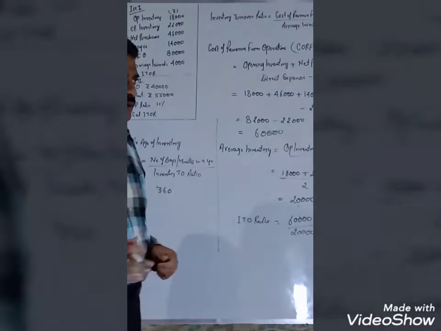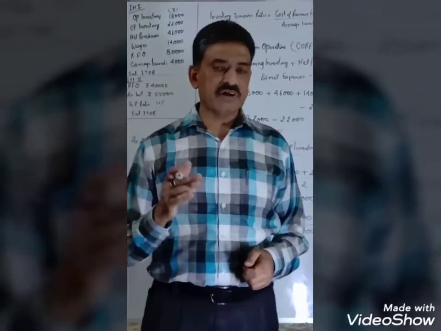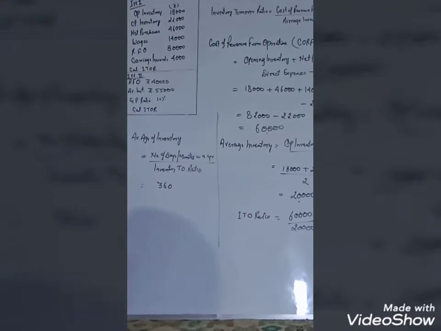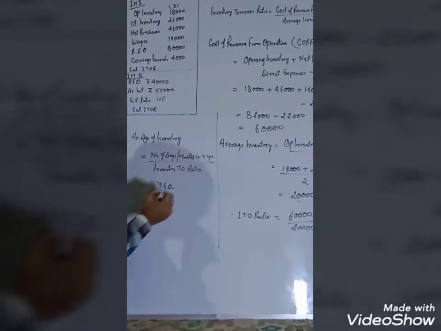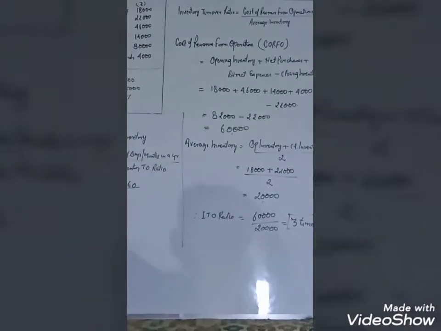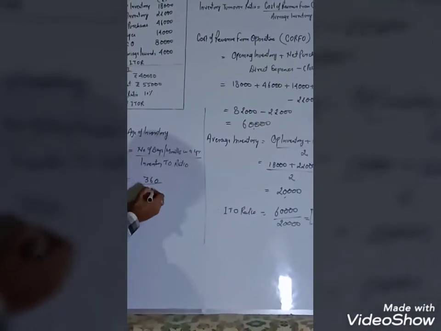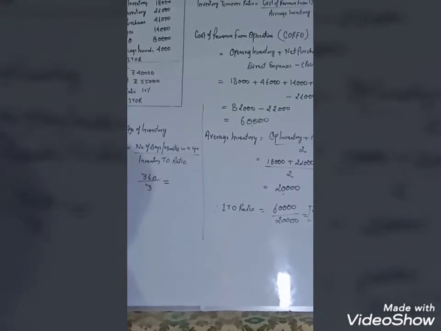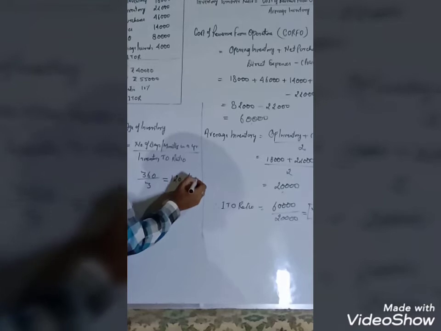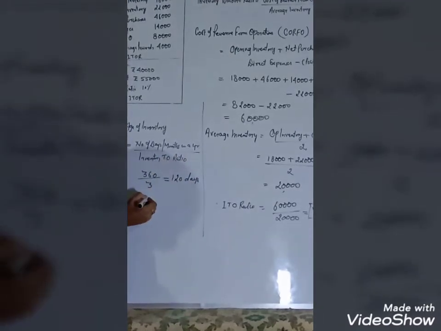Because we are taking a standard month of 30 days. So for that, the 360 days for a year divided by inventory turnover ratio. The inventory turnover ratio we had calculated was 3 times, divided by 3. This will become 120 days.